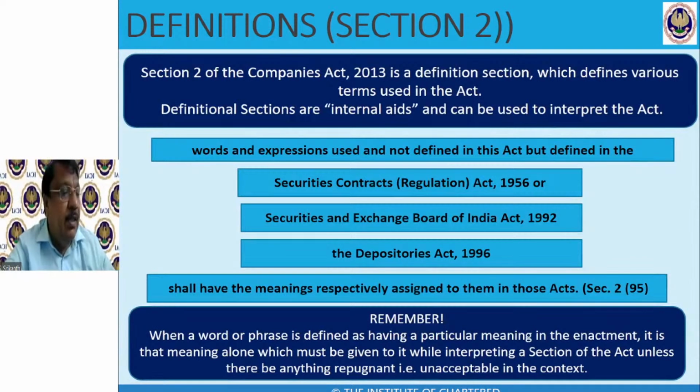Definitional sections are internal aids. They can be used to interpret the Act, and they are part and parcel of the enactment. One more thing: suppose a word is understood normally in one sense, but it is defined restrictively in the law. Then you can only give the restrictive meaning as far as that law is concerned. For example, I will give you the definition of relative, R-E-L-A-T-I-V-E. Your father's elder brother is your relative, and his son, your cousin, is a relative. But under the Companies Act, the definition of relative is very, very restrictive. We will see that later.